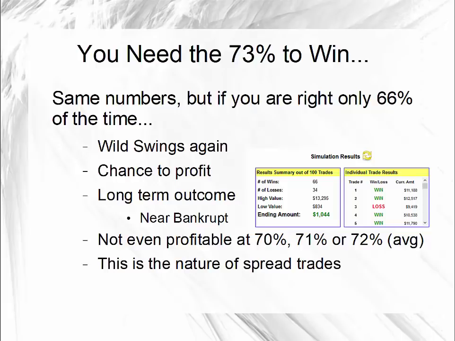If you take those same numbers, 36% return, loss of 75% on the investment, $10,000 allocated, only a 30% chance of loss, and looking for a 70% success rate. If we were right only 66% of the time, just a little bit under the 73% we saw, we're at a drastic loss. With the win-loss ratio, the account only reached a high value of $13,000. Well, that's still a 30% return. But over time, we almost go bankrupt, and we end up with about a 90% loss.